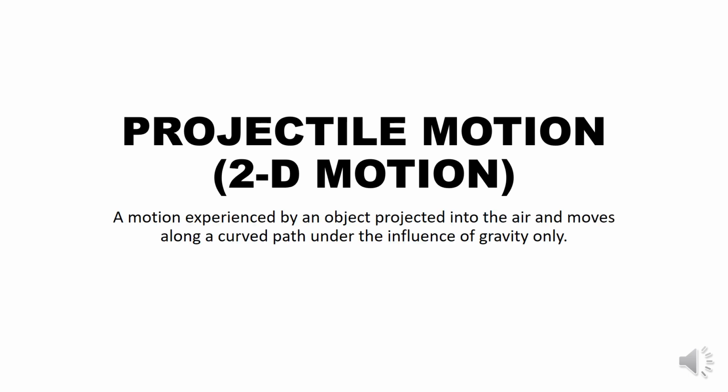But what does a projectile motion look like? What is it actually? Projectile motion is a motion experienced by an object projected into the air, and when it moves in the air, it moves along a curved path. Why? Because it's under the influence of gravity only. Gravity only is very important, because what does it mean? It means that air resistance is negligible.